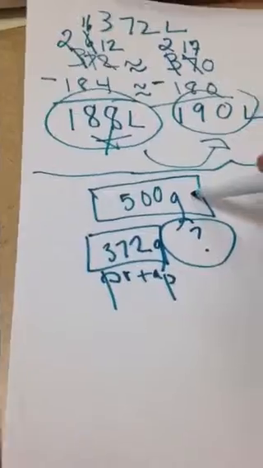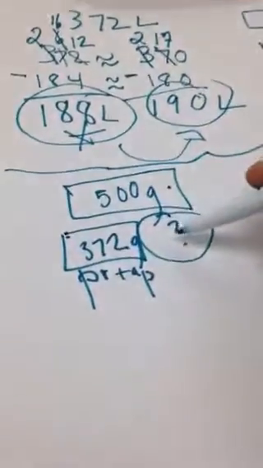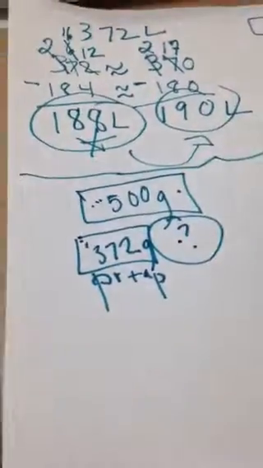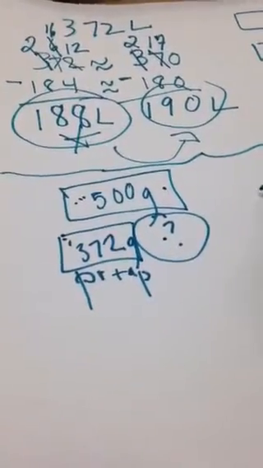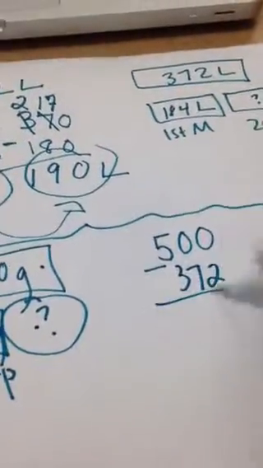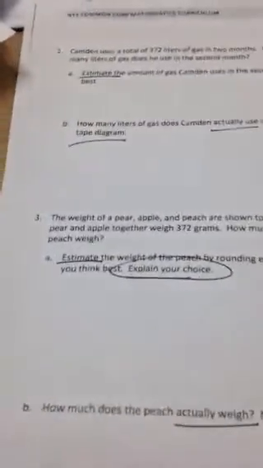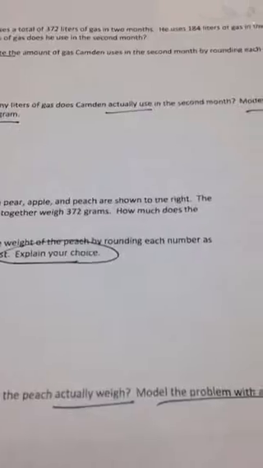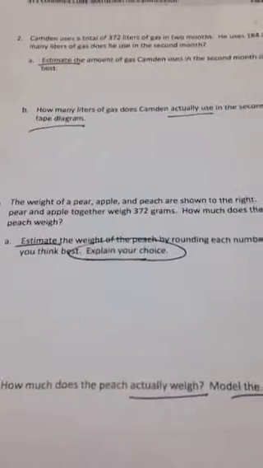When you know the whole, when you know a part, you can find the other part. You just have to subtract the part from the whole. So our subtraction sentence would be 500 minus 372. However, they're not asking us to do that because take a look at A. Estimate the weight of the peach by rounding each number as you think best.